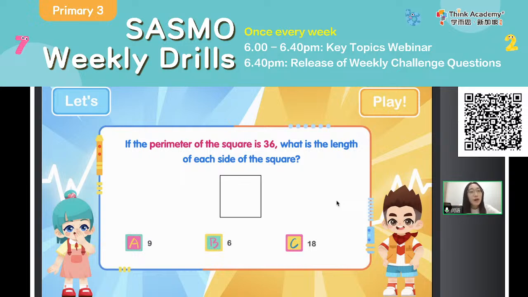Okay, so following this, now try to think backwards. If I tell you the perimeter of the square is 36, what is the length of each side of the square? What is it? Yes, 36, and then what should we do? 36 divided by, good job. 36 divided by 4, so you can get 9.